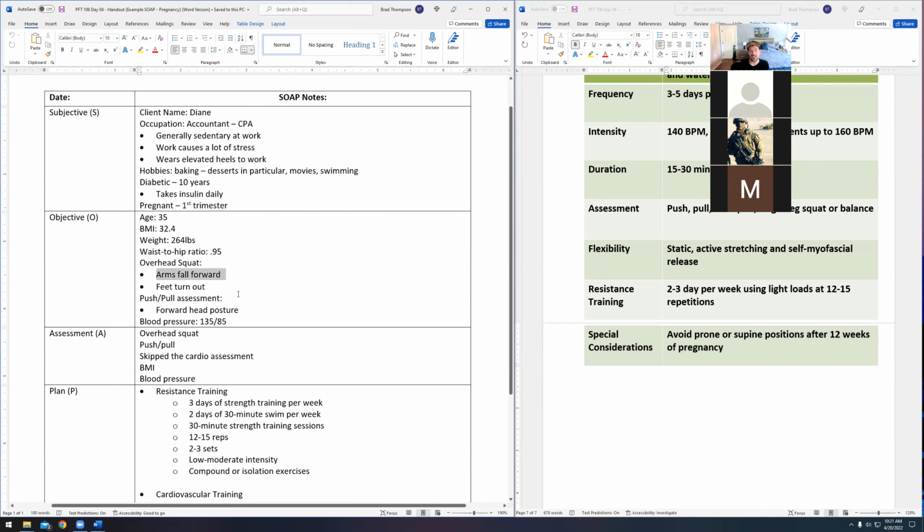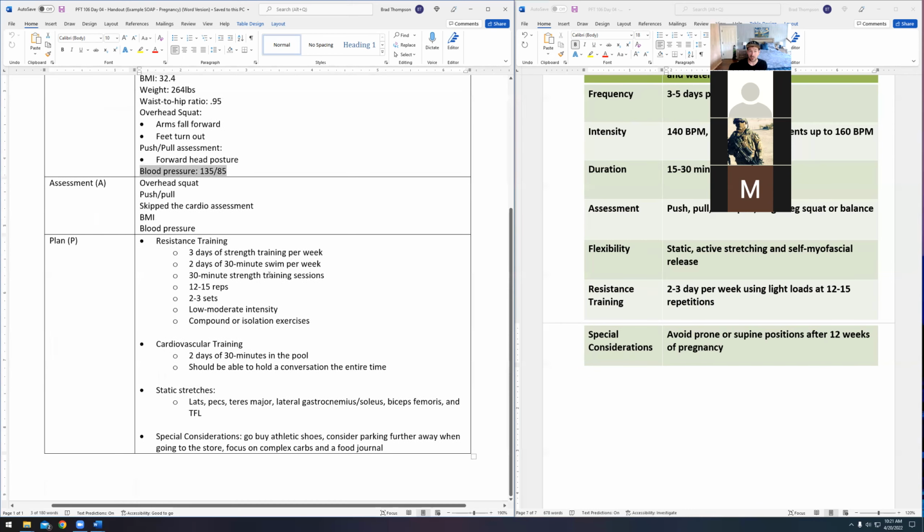During the overhead squat, we did see the arms fall forward, and sure enough, with those elevated heels, we saw the feet turn out. She's got some tight calf muscles that we want to work on. We did the pushing and pulling assessment, and we also found a forward head posture. These two make a lot of sense considering that our client works in a very sedentary situation with a lot of stress. So she's probably spending a lot of her day like this, very stressed out. And also her blood pressure is currently 135/85. So that's also pre-hypertensive. So we got a lot of work to do here.